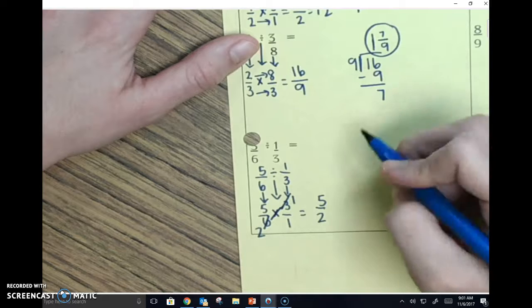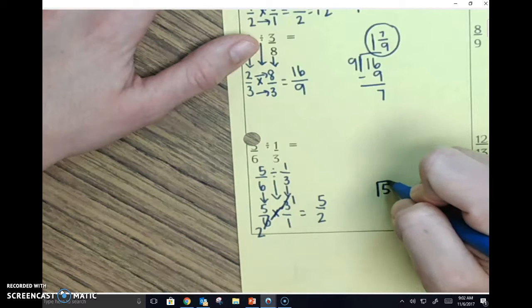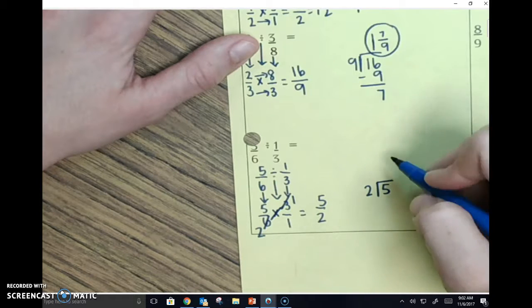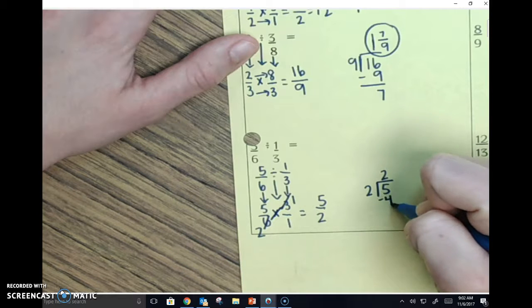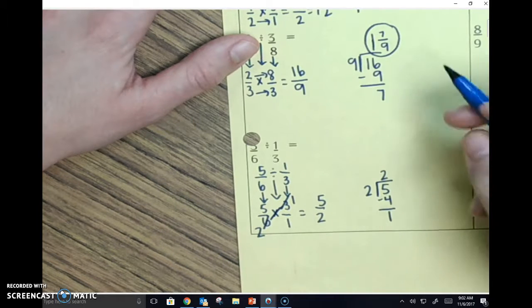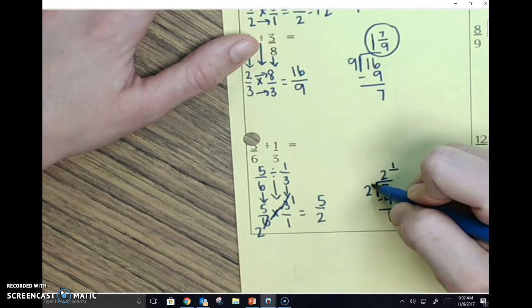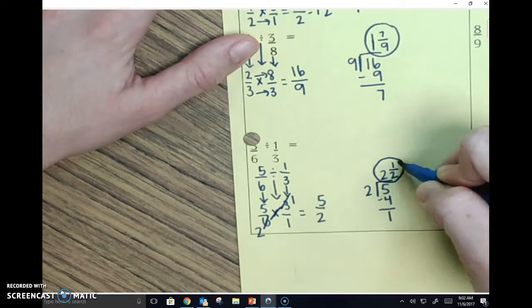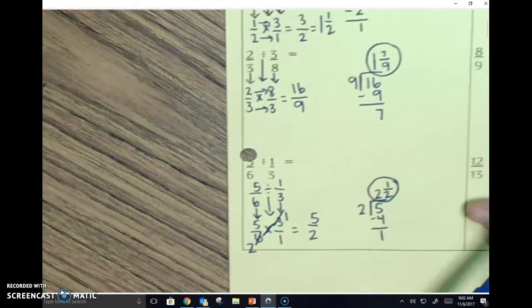This is an improper fraction. I'm going to change it to a mixed number by dividing. 2 goes into 5 twice because that is 4. Remainder is 1, so that is our numerator. And then our denominator is 2, so 2 1/2. Let's move over to the other side.